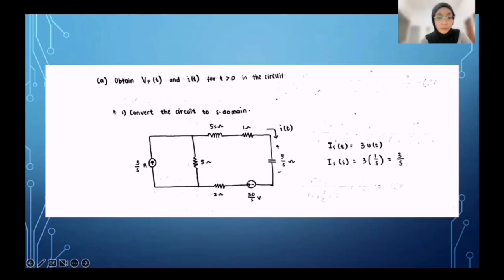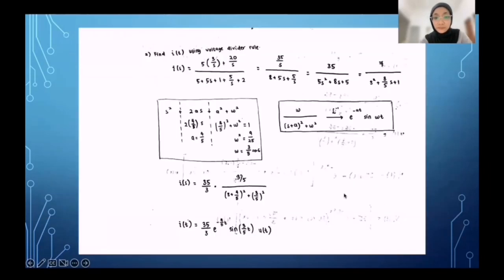For the first step, we need to convert the circuit into the S domain, and then we get the circuit looking like this. The next step is to find i(t) by finding Is first using the voltage divider rule, which is Is equal to 5 times 3 over s plus 20 over s, divided by 5 plus 5s plus 1 plus 5 over s plus 2, which gives Is equal to 7 over s squared plus 8 over 5 s plus 1. Then we convert this form into this form by finding the value of a and omega using this formula, s squared plus 2as plus a squared plus omega squared, which gives a equal to 4 over 5 and omega equal to 3 over 5.